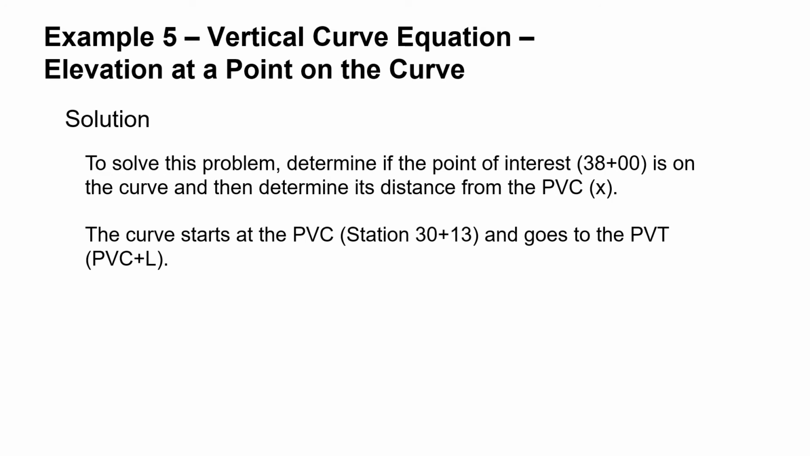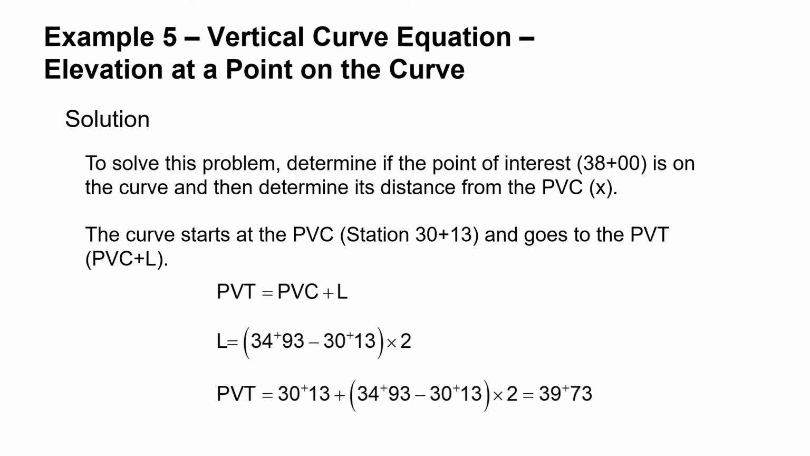So the curve starts at the PVC, station 30 plus 13, and goes to the PVT, which is the PVC plus the length. So the PVT equals the PVC plus the length. The length is the distance from the PVC to the PVI times 2. That's just our given information. So the PVT is at station 39 plus 73.